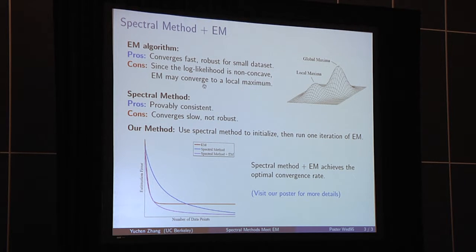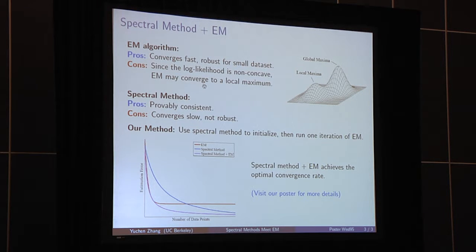Our first contribution is to propose an algorithm based on the spectral method that is provably consistent. It means that as the number of observations goes to infinity, the estimation error is guaranteed to go to 0. However, the convergence rate of the spectral method depends on the condition number of the problem, which might be a large constant. This makes the convergence slow. It is also observed that the numerical stability of the spectral method is not as good as the EM algorithm.